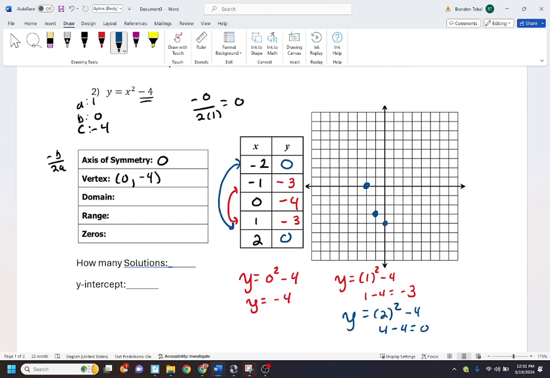Negative 1, negative 3. 0 comma negative 4. 1 comma negative 3. 2 comma 0. I did it a little fast, but you take your time on this on your test.